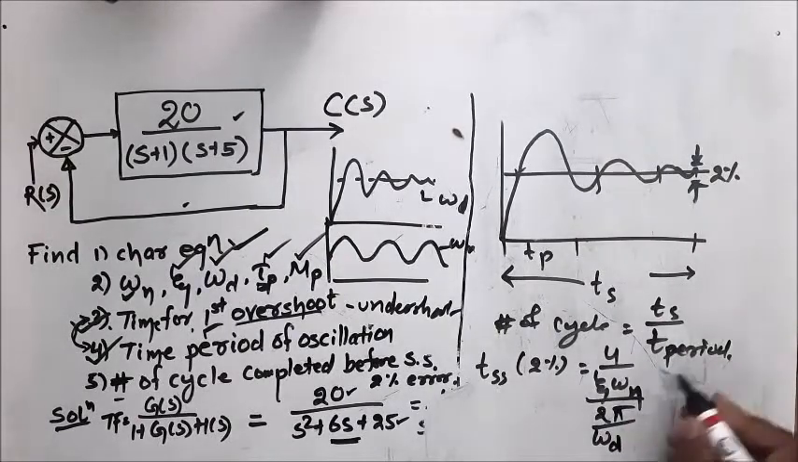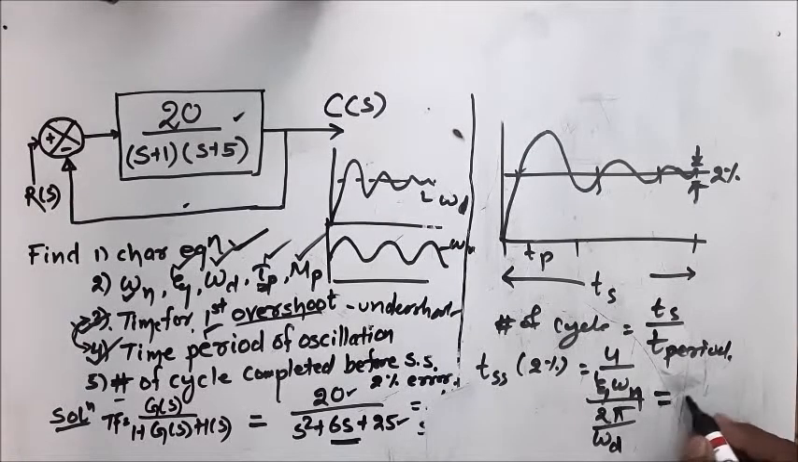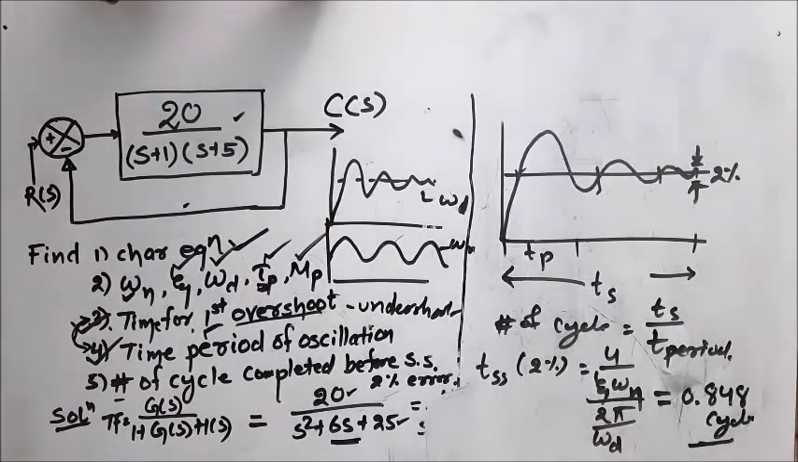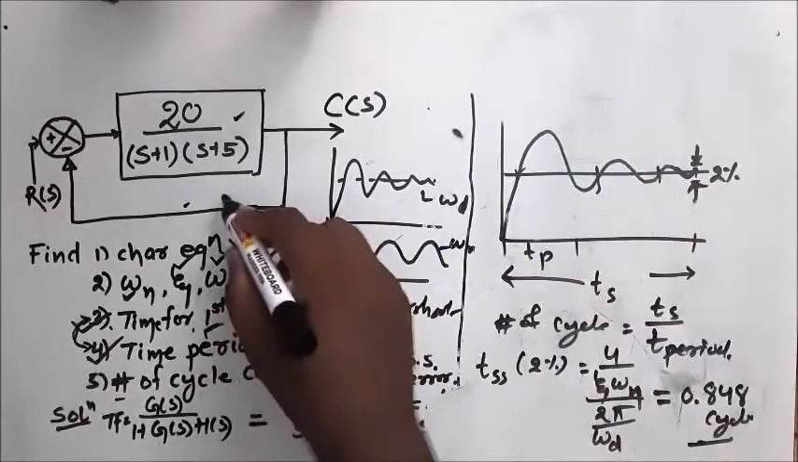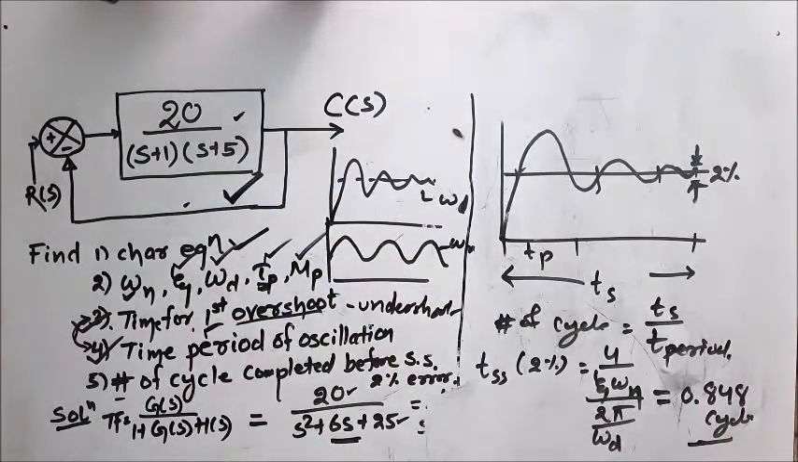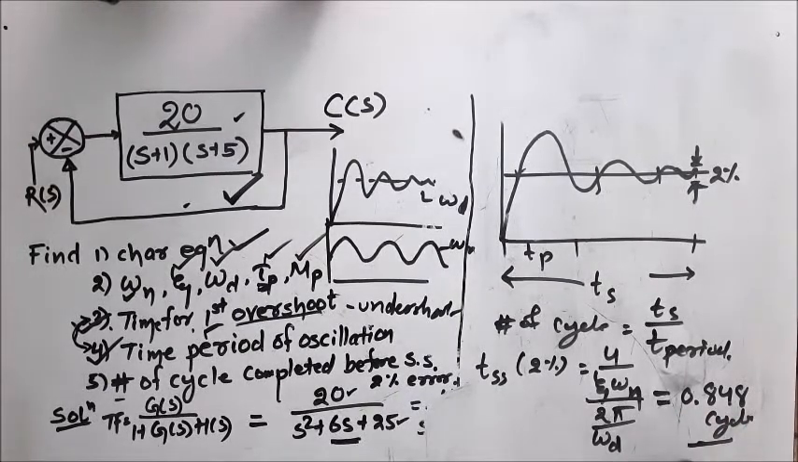So if you substitute the value and find, it is 0.848 cycle. That means to reach the steady state with this system, it actually never takes more than a cycle. So 84% of a cycle. If you want to simulate, you can simulate and find out whether the solution is right or wrong. So this is all about the system, all about the problem.